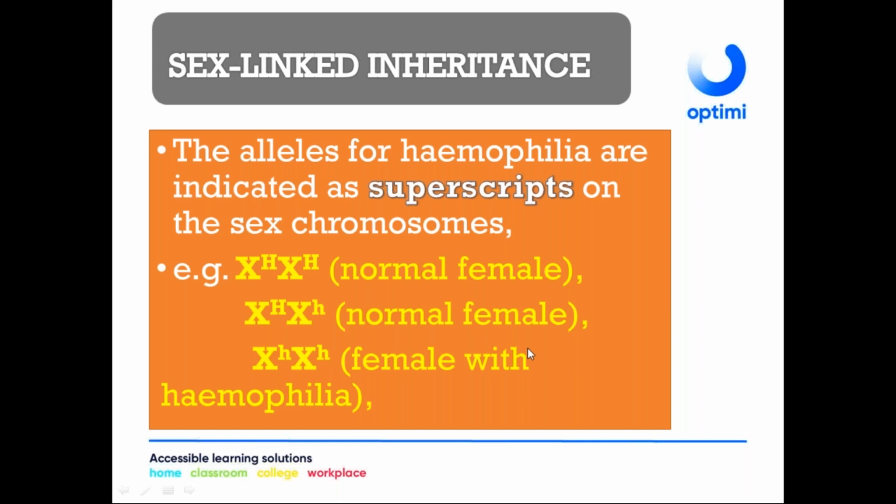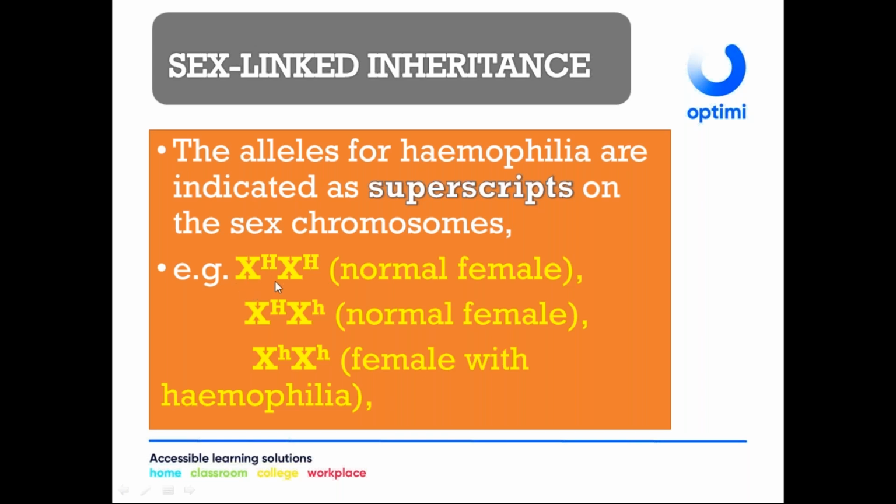Sex-linked inheritance. The alleles for hemophilia are indicated as a superscript on the sex chromosomes, on the genosomes. That last pair of chromosomes that we talked about in the beginning. A superscript means it is a value on top of another value. A subscript you would find at the bottom, a superscript you find on top. So that's what superscript means.